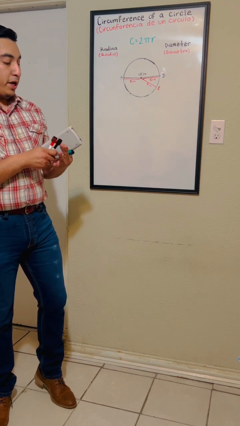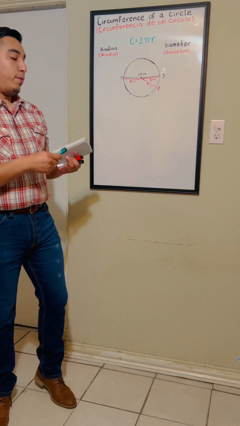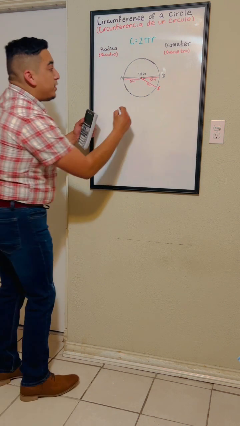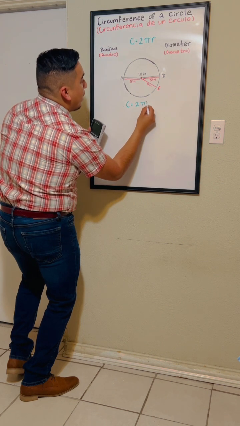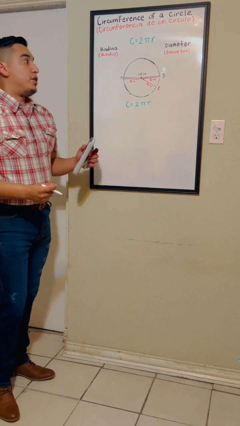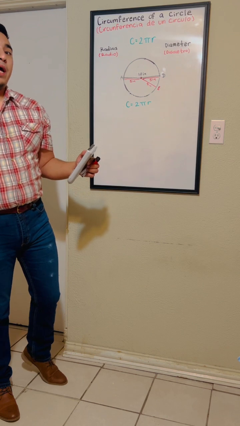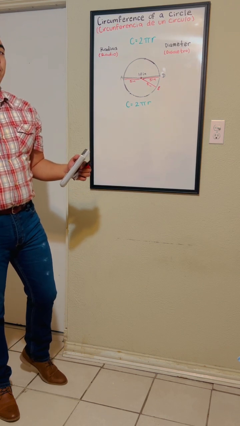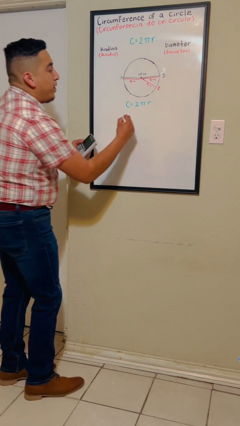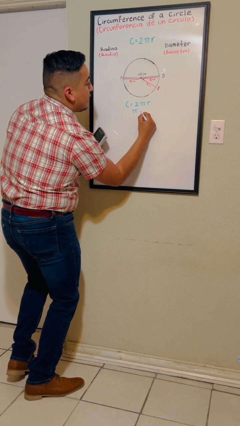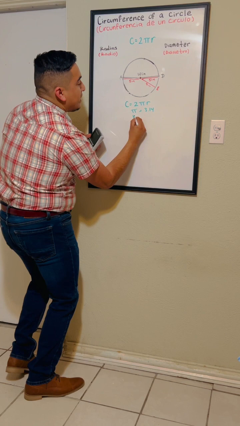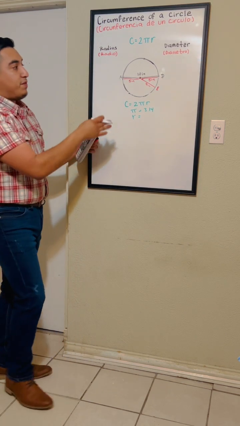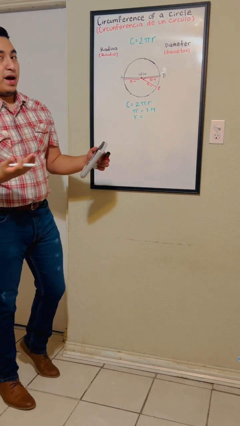So now we plug in our formula, which we have circumference is equal to 2 pi r. So now we know that pi, it's always going to be 3.14. So pi is equal to 3.14, and then our radius is half of the diameter, which is going to be 5 inches.